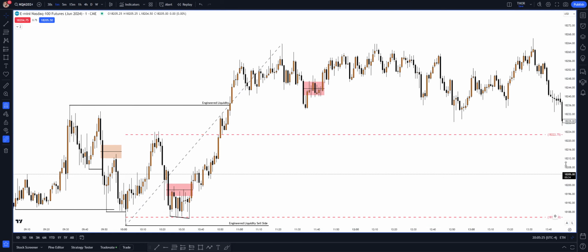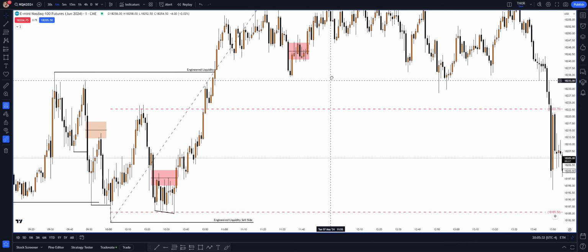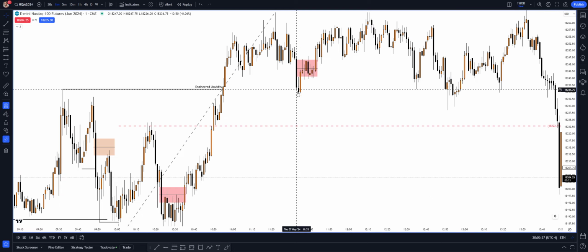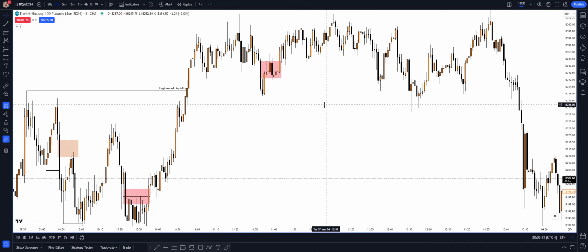It did not do it because for whatever reason it rejected here and rallied. But that was the idea. I was not super confident about the engineered liquidity sell side just yet, but I thought at least the EQ of the range should get tagged, which was not the case.